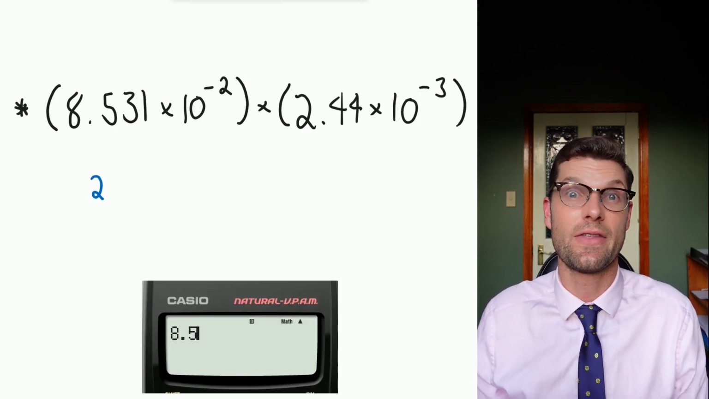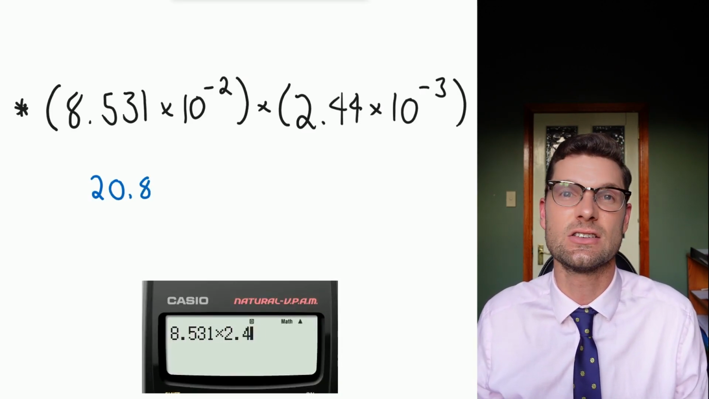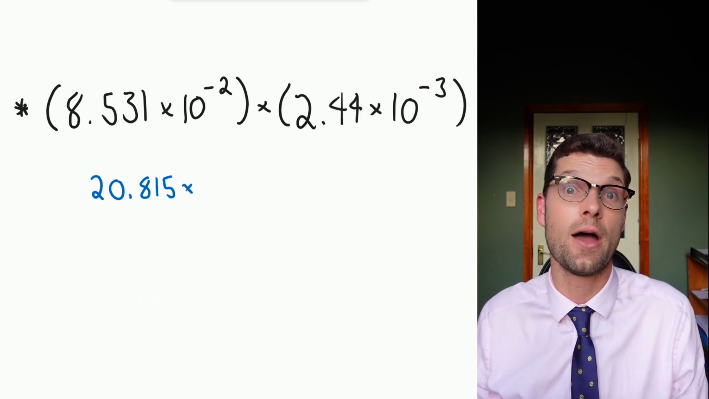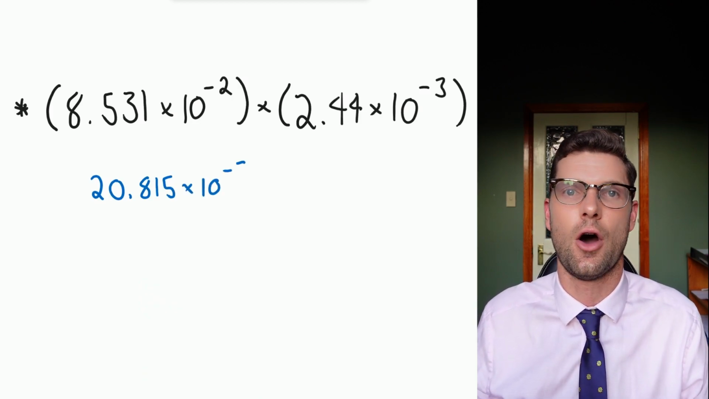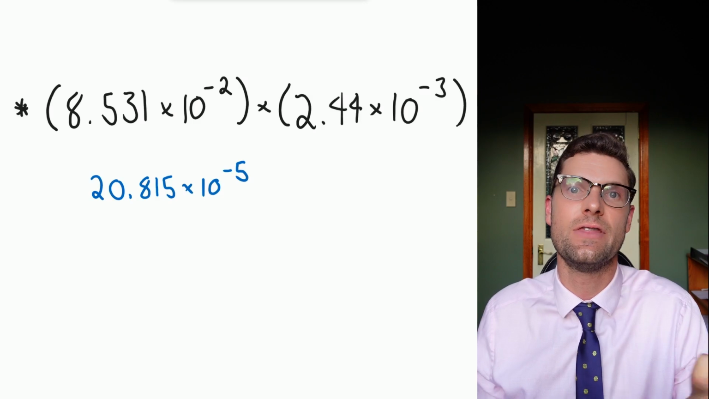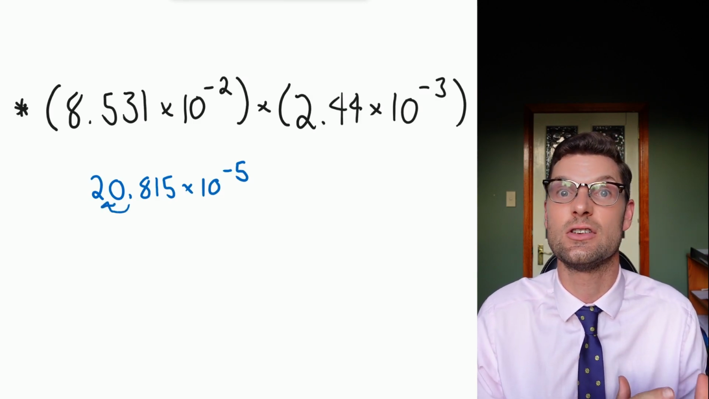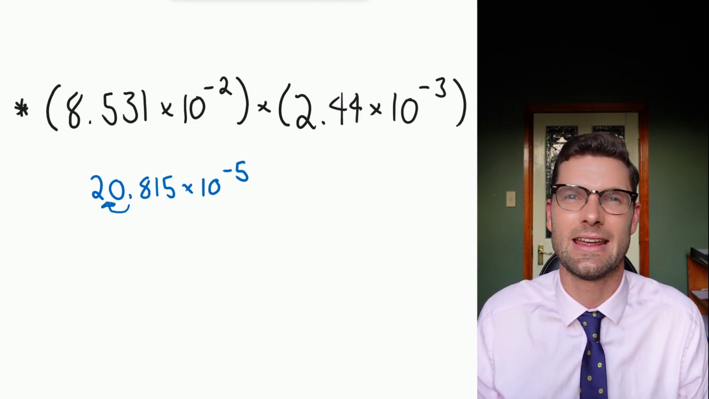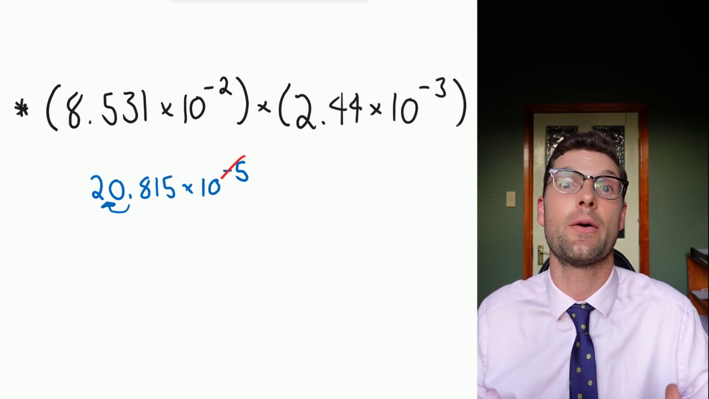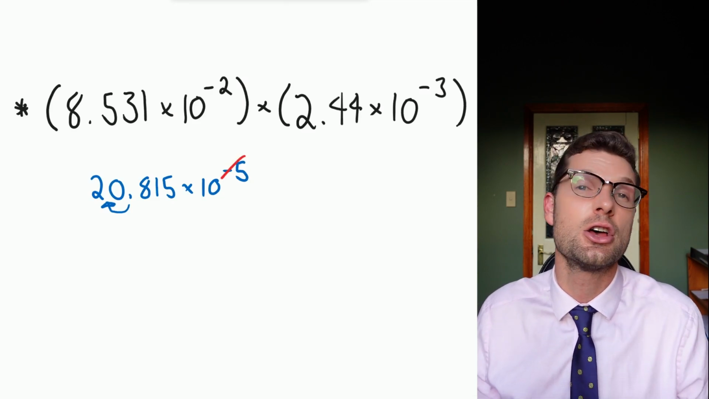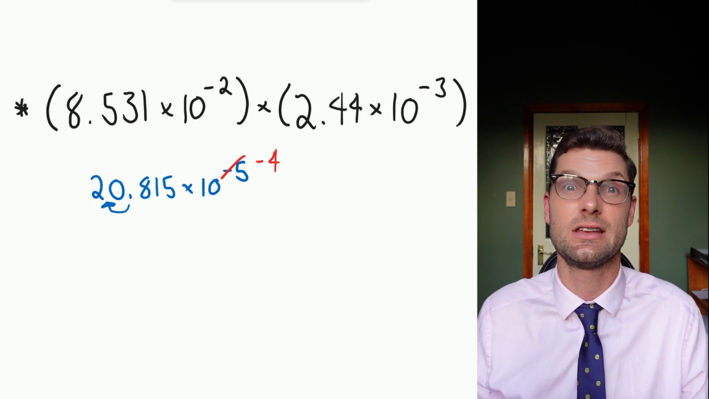So we're going to multiply these two together to start off, and that gives us 20.815 times 10 to the power of negative 5. Again, I've got to move this decimal point in between the 2 and the 0 to be in that standard form. When I do this, I've got to make sure that my power becomes bigger. So we're changing it from negative 5 to negative 4.